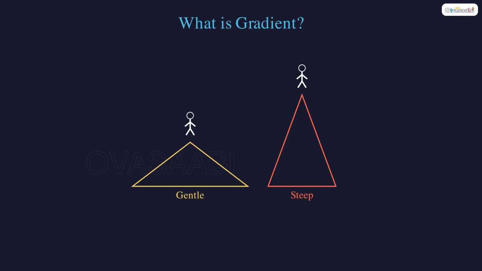Which hill is harder to climb? The steeper one, right? Today let's learn how maths measures steepness. This is gradient.